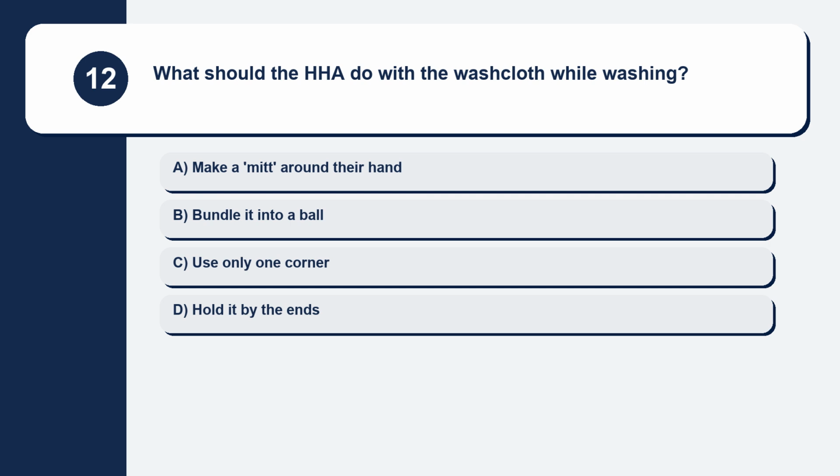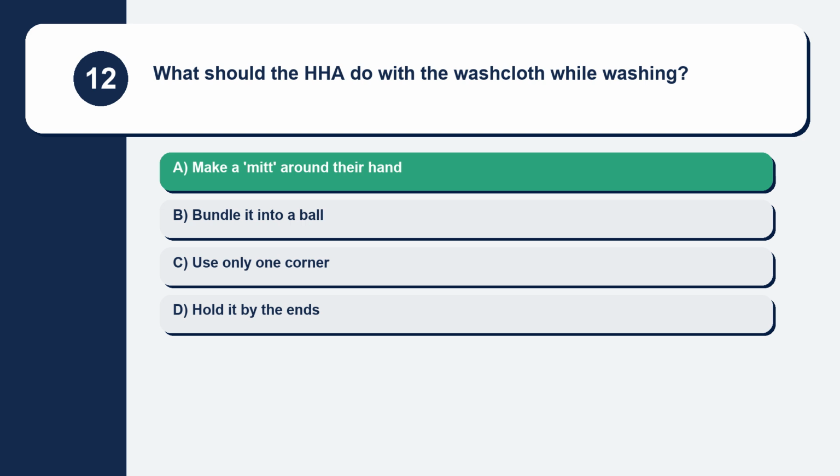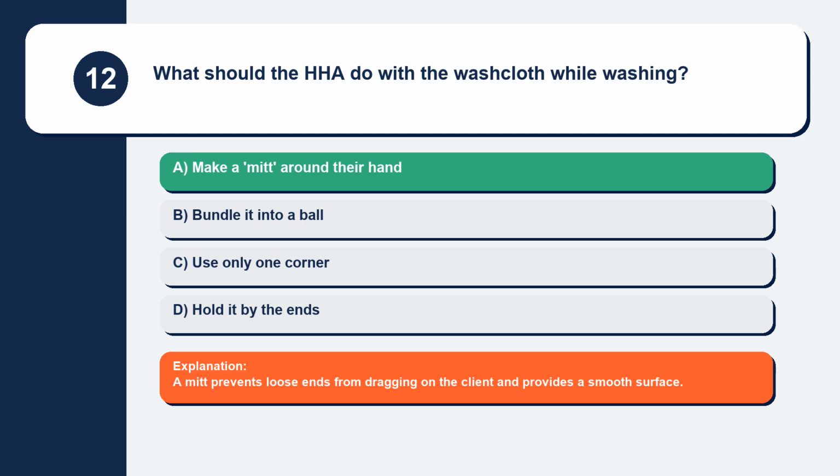Question 12. What should the HHA do with the washcloth while washing? Make a mitt around their hand. Bundle it into a ball. Use only one corner. Hold it by the ends. A mitt prevents loose ends from dragging on the client and provides a smooth surface.